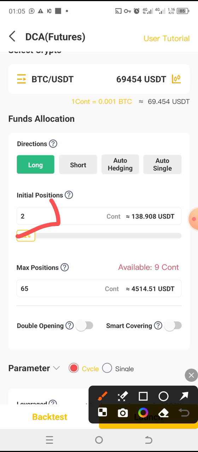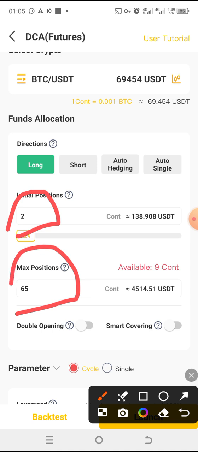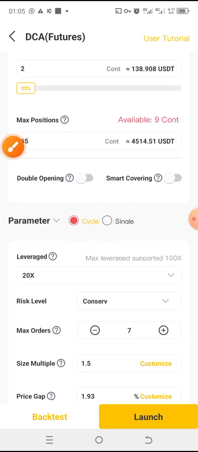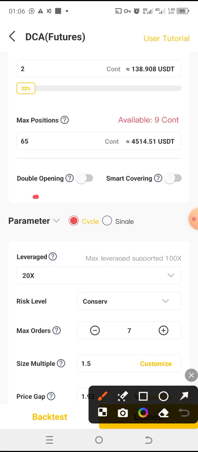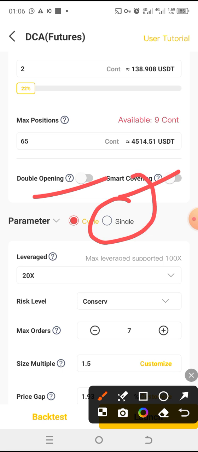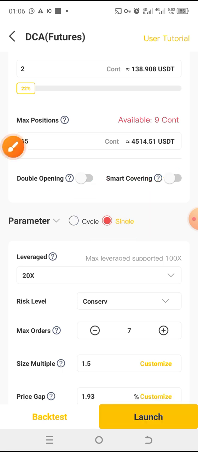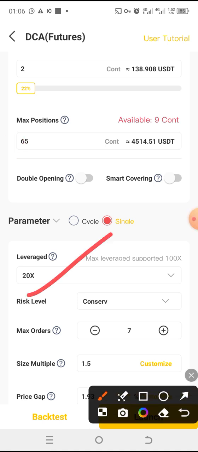This says we can only do 2. It's okay. Maximum position is 65, while this is 4,000 plus. We didn't choose double opening. We are not choosing smart covering. We are choosing single because we want to go and look for a signal. I already have my Bitcoin trading, so I just want to look for a signal. Then we choose 20x. Okay.